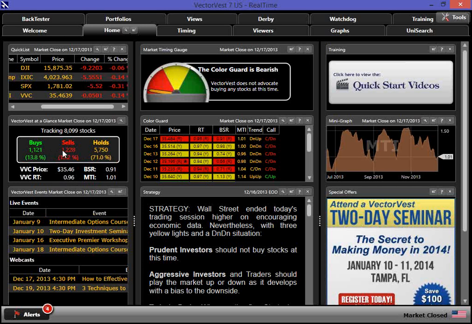The short version of that is that to get a buy rating in the VectorVest system, you've got to have some fundamental strength and be in an uptrend. To get a sell recommendation, your price has to be lower on an adjusted basis than it was 13 weeks ago. That's a pretty good definition of a downtrend.